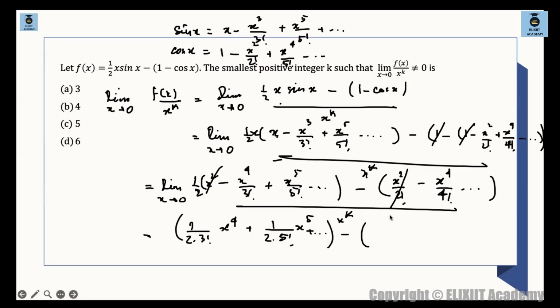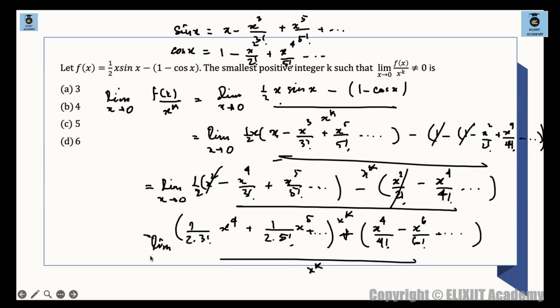And here what else is remaining? Minus of this is cancelled, so minus minus plus. Okay, take out a minus common from here. So minus plus x to the power of 4 upon 4 factorial. Multiply with a minus sign. So minus, then the next term will be minus x to the power of 6 upon 6 factorial. These are remaining, all upon x to the power of k as x limit tends to 0.